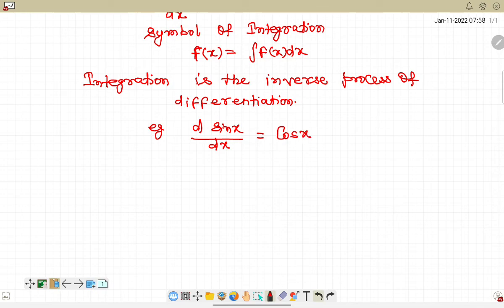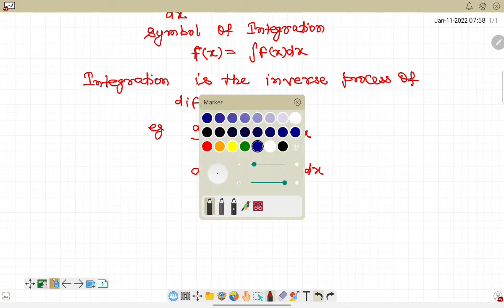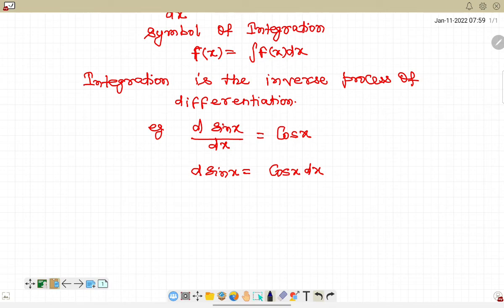This is differential calculus. Now we will try to find a relation between differentiation and integration with the help of this example. We can easily write in this way: differentiation of sin x is equal to cos x into dx, by cross multiplication. Now we can implement a symbol, and this symbol is called the symbol of integration. Once we apply the symbol of integration on both sides, we write d sin x is equal to the integration of cos x into dx.